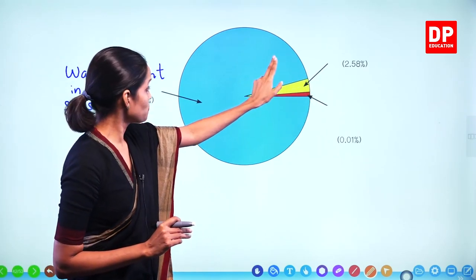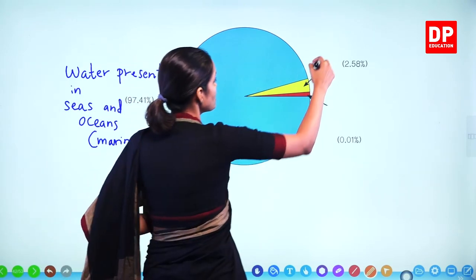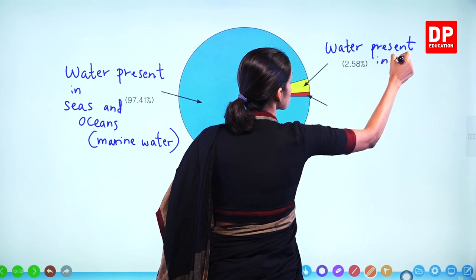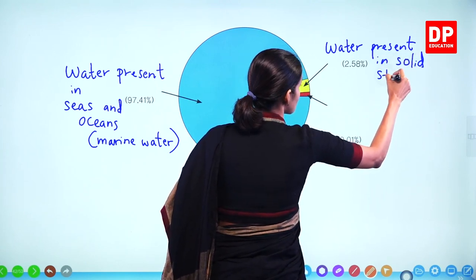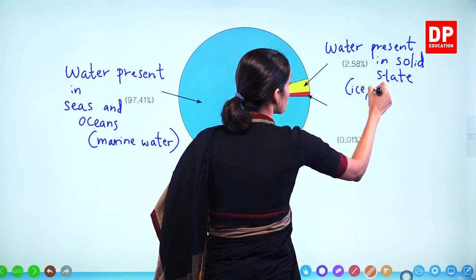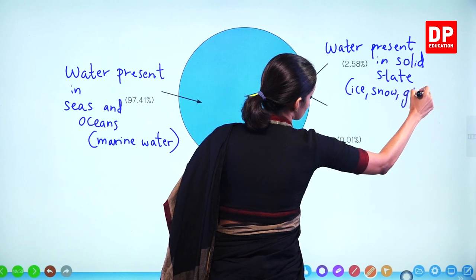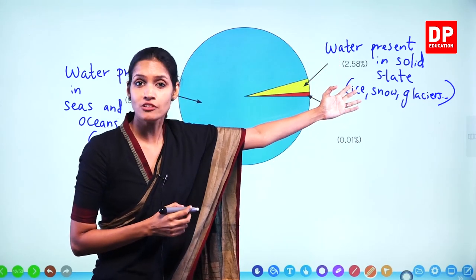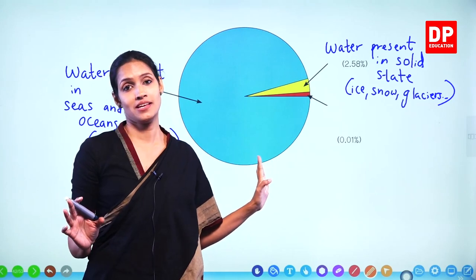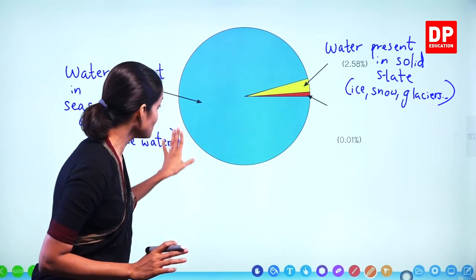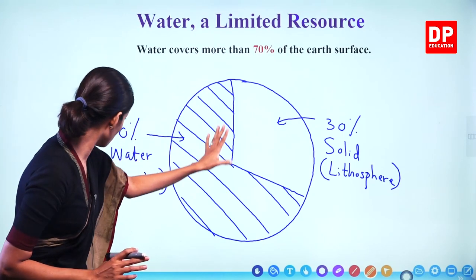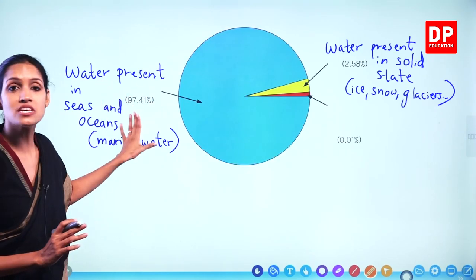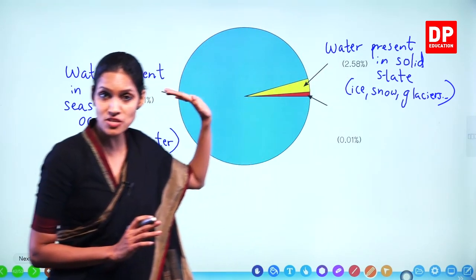2.58%. This is the water present as solids, right? Water present in solid state. Examples: ice, snow, glaciers. Okay. Now, can we use this 2.58% to do our day-to-day activities? We cannot. Understand? So, it's very clear, even though the entire Earth is covered more than 70% with water, we can't use 97.41% of it. Or we can't use this 2.58% as well.